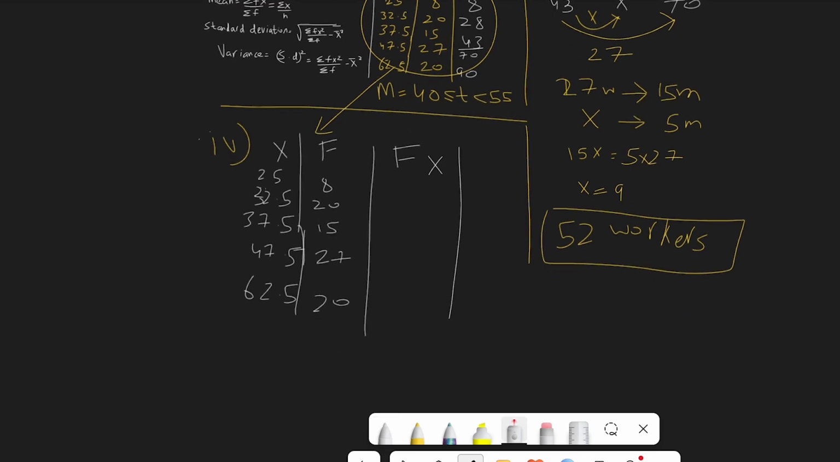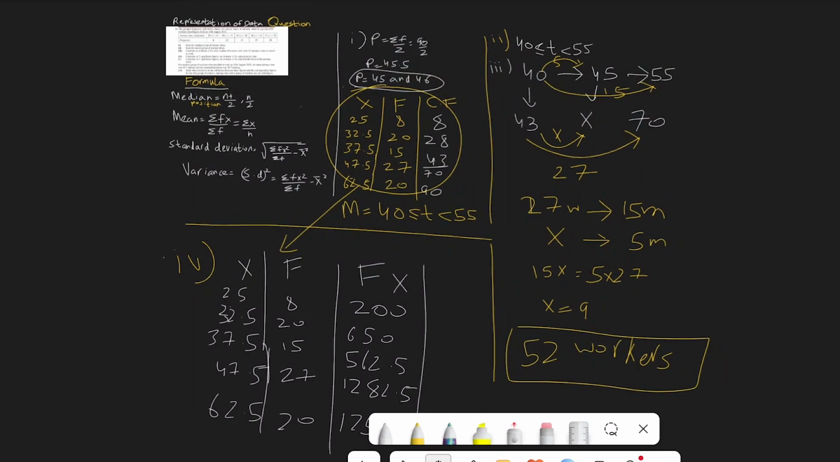So 25 times 8, what would be the answer? It would be 200. 20 times 32.5, it would be 650. 15 times 37.5, it would be 562.5. 27 times 47.5, 1282.5. And the last is 20 times 62.5, and that is 1250.